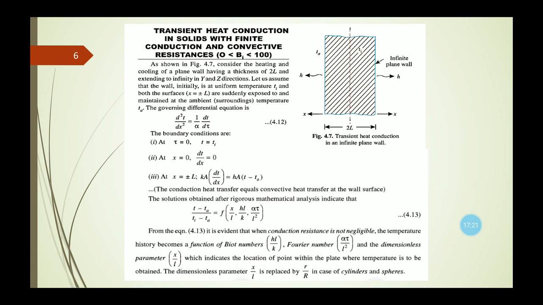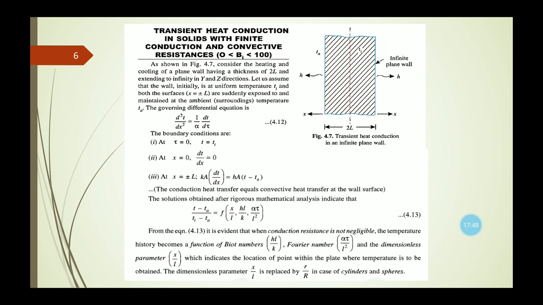That means the conduction heat transfer equals the convective heat transfer at the wall surface. Now if we put all these boundary conditions in the governing differential equation, then after some rigorous mathematical analysis, we will get equation 4.13, that is (T minus Ta) divided by (Ti minus Ta) equals a function of x by L, then hL by k and alpha tau by L square.